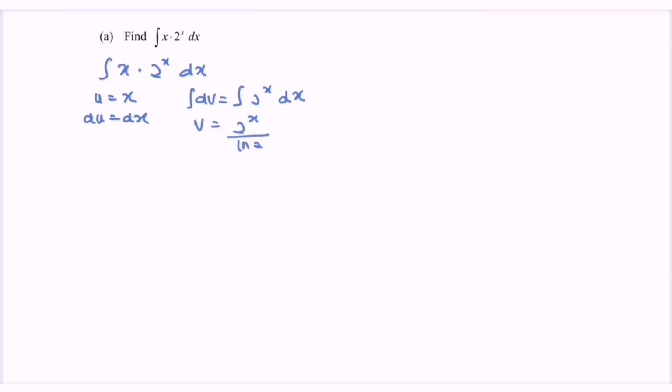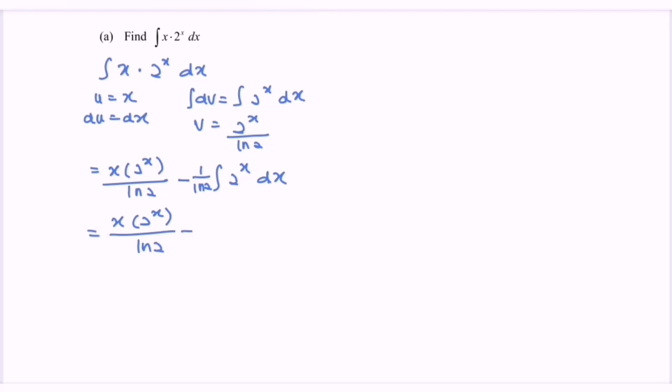Substitute u and v. So here we have x multiplied by 2 to the power of x over ln 2, minus, we have v, integrate, we have 1 over ln 2 times 2 to the power of x dx. So x times 2 to the power of x over ln 2 minus 2 to the power of x over (ln 2) squared, plus c.